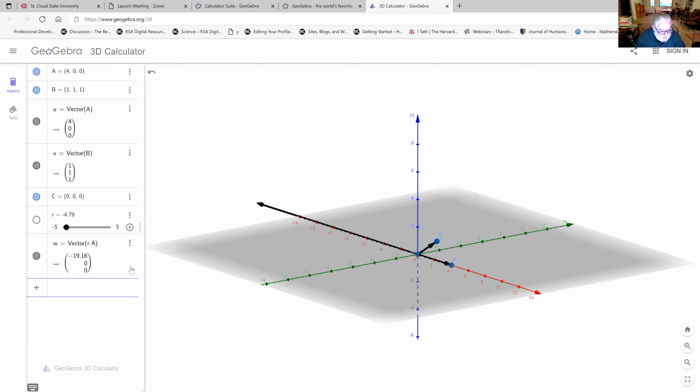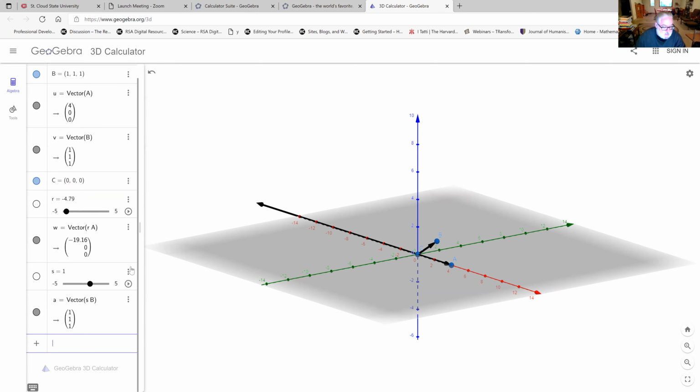And so we can say s is a slider, and then we can say vector s times B. And then that gives me the span of B, which is along that line.